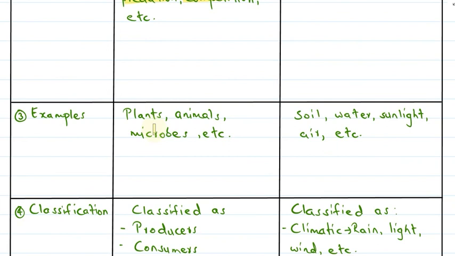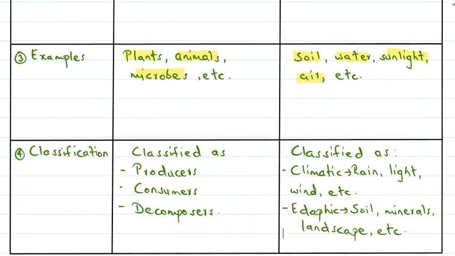Okay, the next parameter was examples. The examples of the living component include plants, animals, microbes, etc. And the non-living component includes soil, water, sunlight, air, etc. Then we saw the classification of the two components. The biotic or living component can be classified as producers, consumers and decomposers, whereas the abiotic or non-living component can be classified as climatic, which includes rain, light, wind, etc., and edaphic, which includes soil, minerals, landscapes, etc.